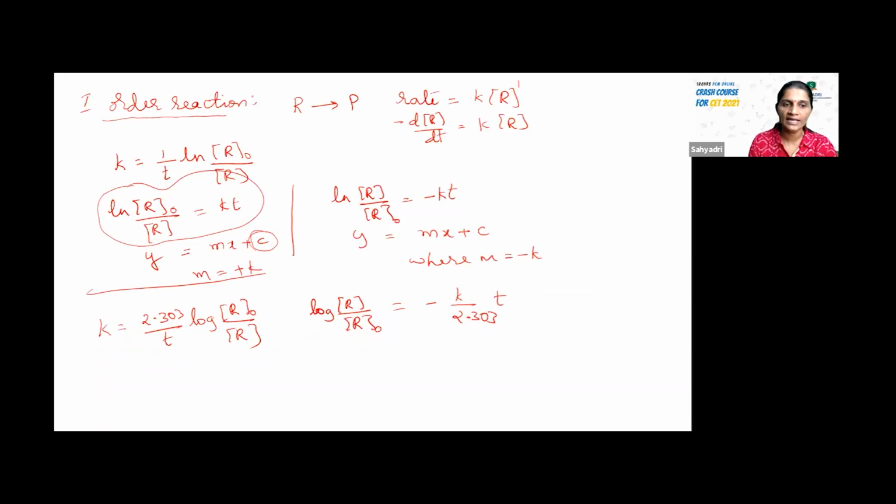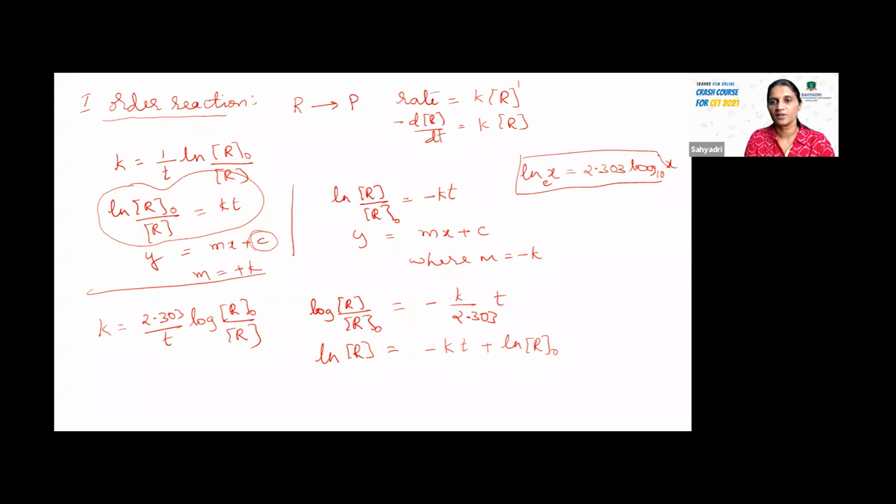So here, how do you go for ln R? I can write ln R is equal to minus k into t, plus ln R naught. Ln x is base e, so it becomes 2.303 log base 10 x. This is the conversion factor. Fine. Minus kt plus ln R naught.